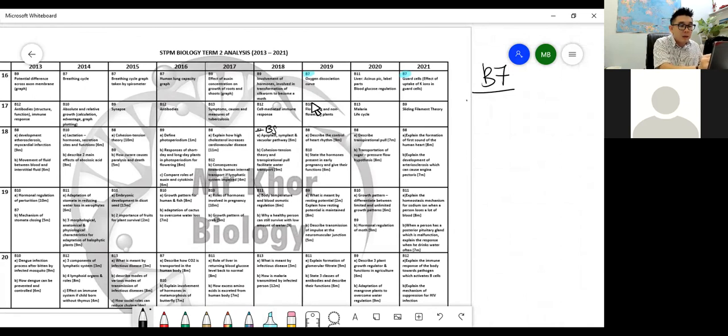This one is chapter 8, transport. Chapter 7 still doesn't have it. Then 2017, 2018, cell mediated. Okay, 16 human lung capacity, 2015, 2014. They can repeat but with a different set of questions. They'll repeat with a different set of questions.